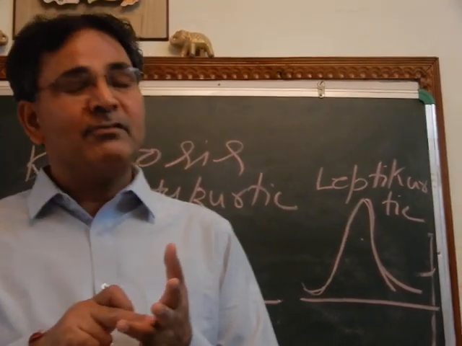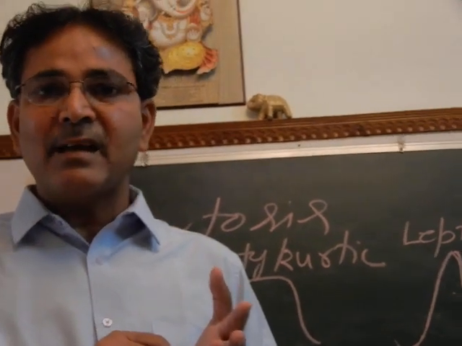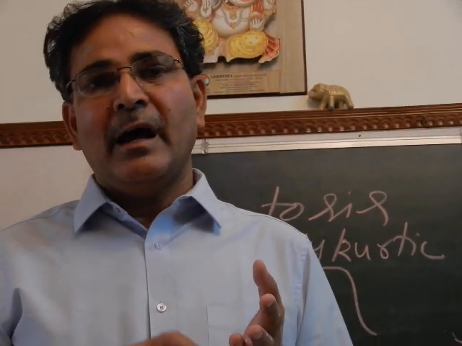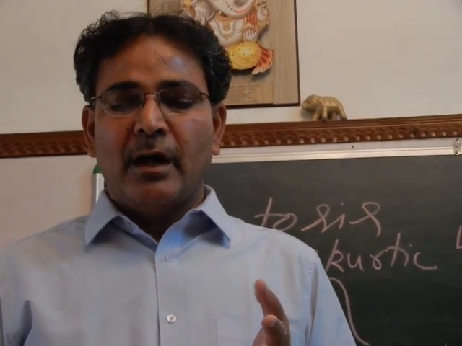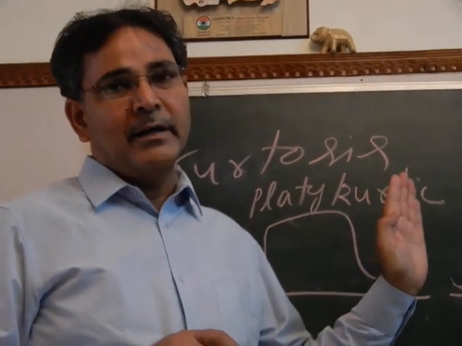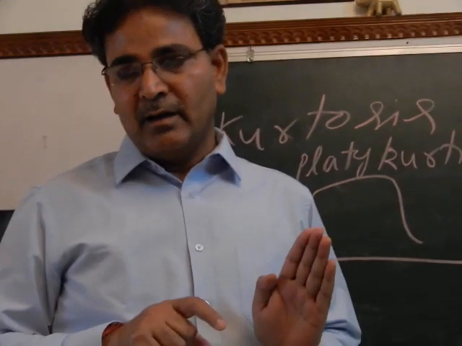So there are four things in the granulometric analysis. Number one is grain size, second is sorting, third is skewness, and fourth is kurtosis. And all these four things are very, very important in the texture of a sedimentary rock as well as in the granulometric analysis.